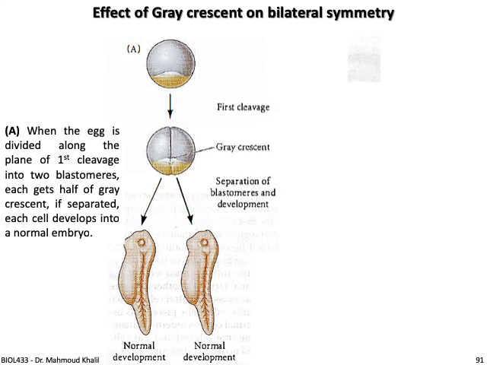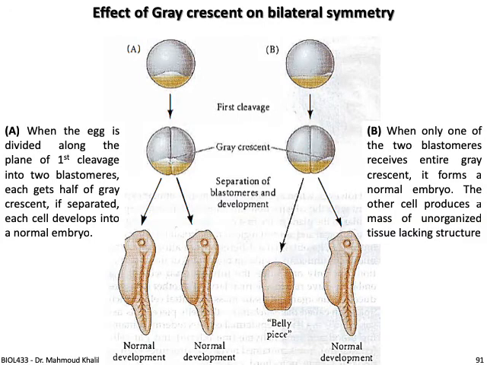The effect of why the gray crescent is so important for bilateral symmetry. Experiments have shown that if we have an embryo and after the first cleavage the two blastomeres are separated from each other, it will give two normally developed embryos of equal size. That means if the gray crescent is not important for bilateral symmetry, the two embryos that arise will not be the same.